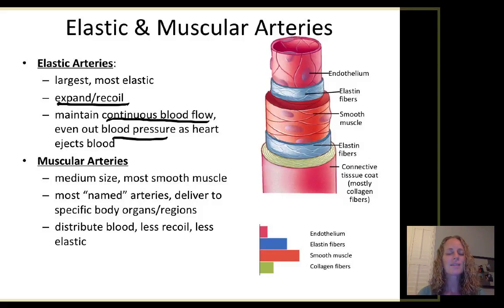The muscular arteries are medium in size. They have the most smooth muscle, and these are typically the arteries that we would name in the lab. Arteries like the brachial artery, like the subclavian artery, the femoral artery. These are the large muscular arteries. They distribute blood, and they have slightly less recoil and slightly less elasticity than the elastic arteries.